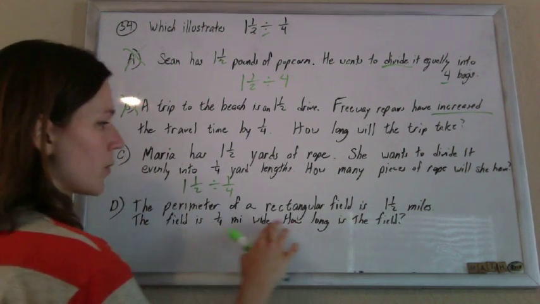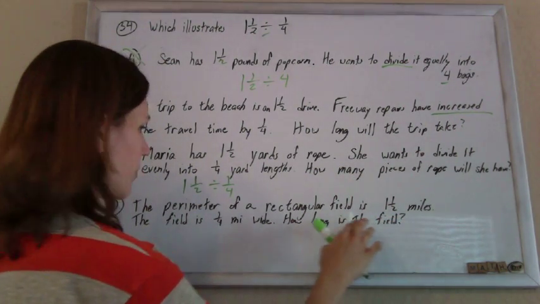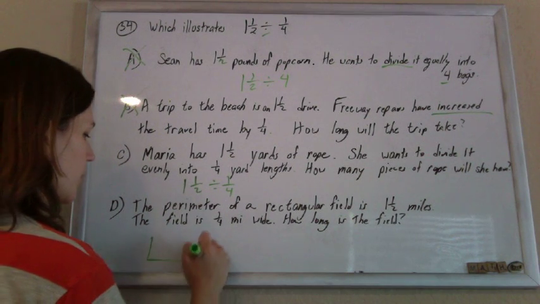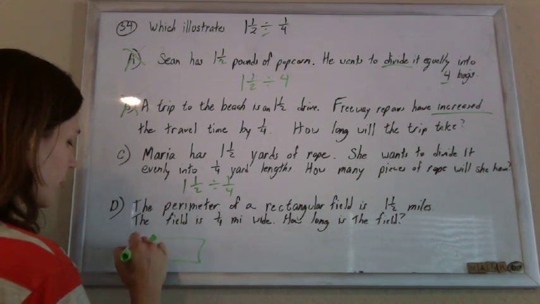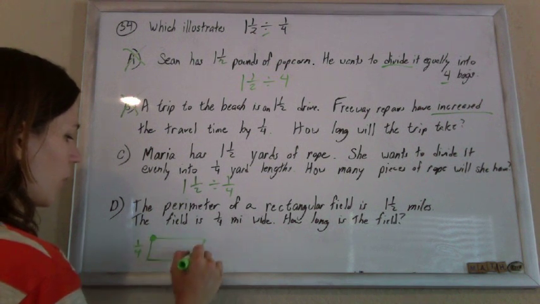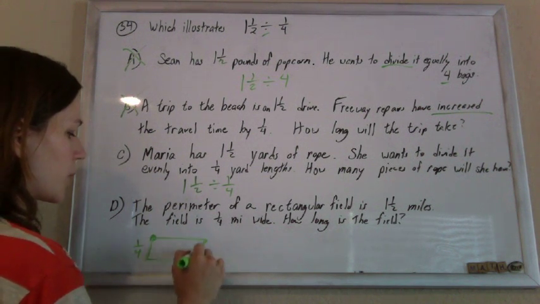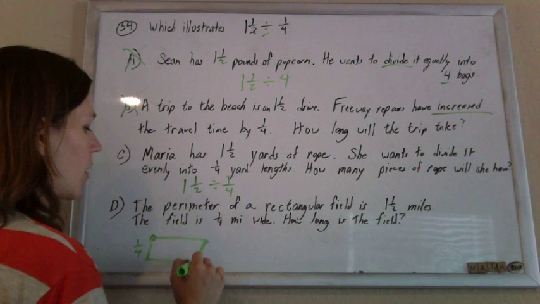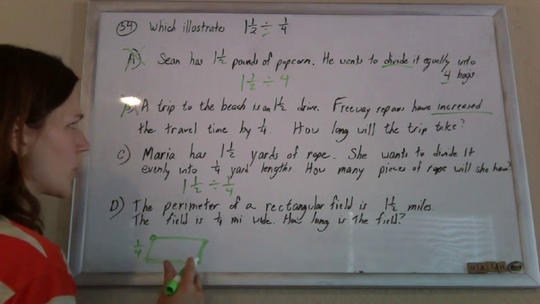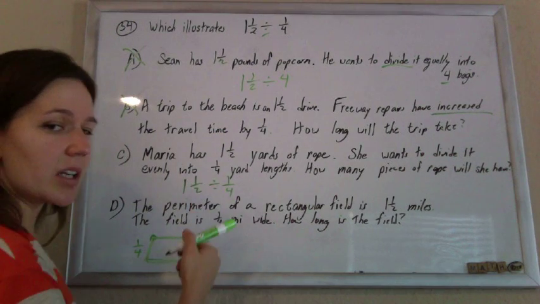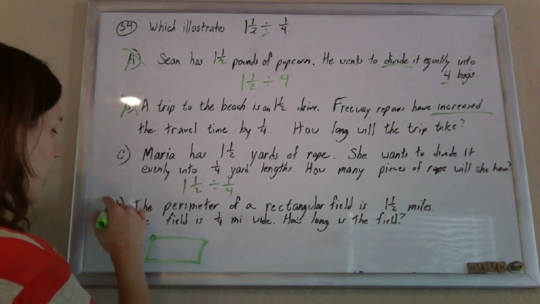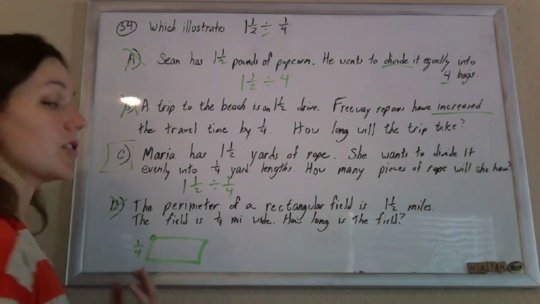The perimeter of a rectangular field is 1.5 miles. The field is 1/4 mile wide. So perimeter is all the way around the sides, and you get the perimeter by adding up all the sides. So it doesn't really have to do with the division here. So this guy is out. And C is our answer.